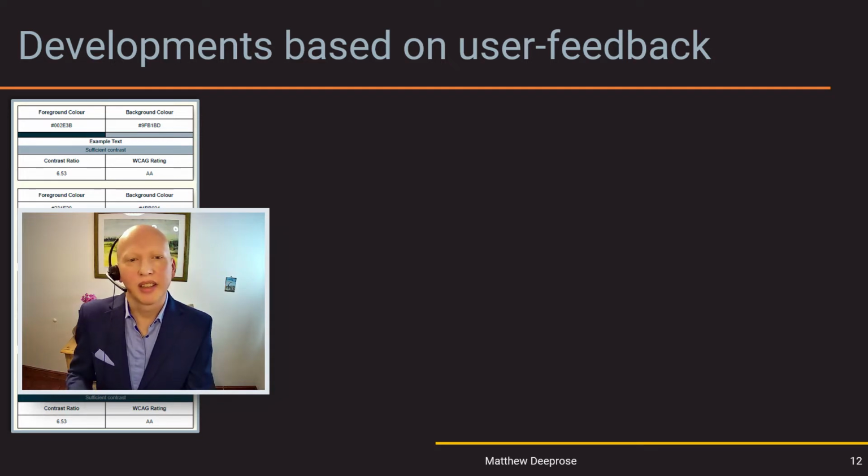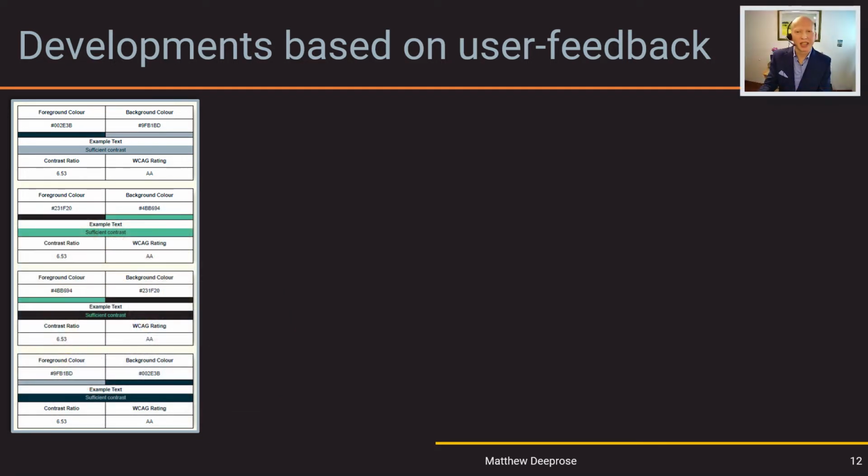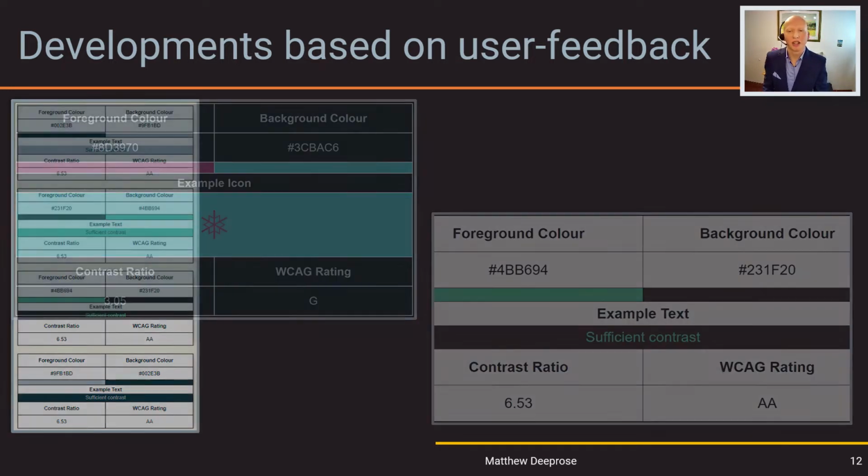I shared with colleagues who started using it, and they gave me some feedback. One shared that it was all well and good to know what combinations you could use, but it would be nice to browse through the accessible combinations and see how they look. So I developed the script further to produce examples of every on-brand accessible colour combination.